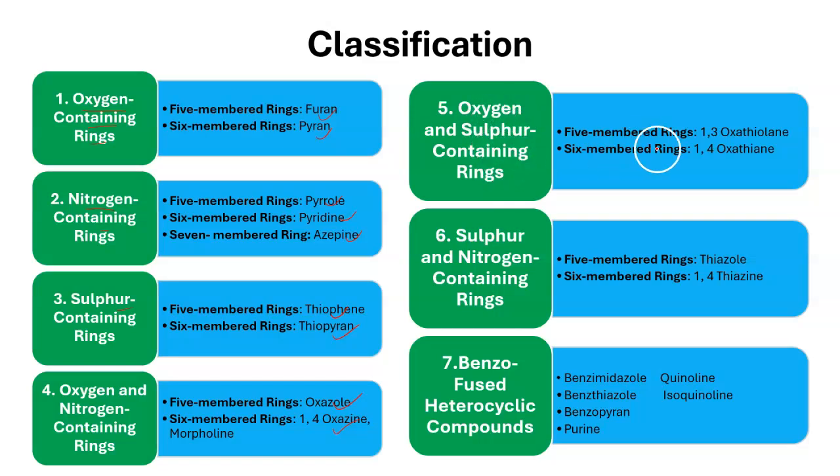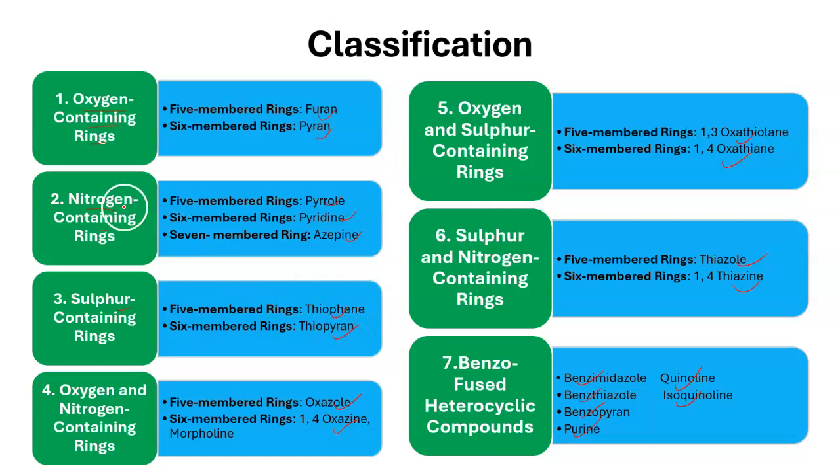Oxygen and sulfur containing: 1,3-oxathiolene and 1,4-oxathiine. Sulfur, nitrogen containing: thiazole, 1,4-thiazine. And the last class is benzo-fused heterocyclic compounds. They are benzimidazole, benzthiazole, benzpyrrole, purine, isoquinoline and quinoline. So these are some of the classes.